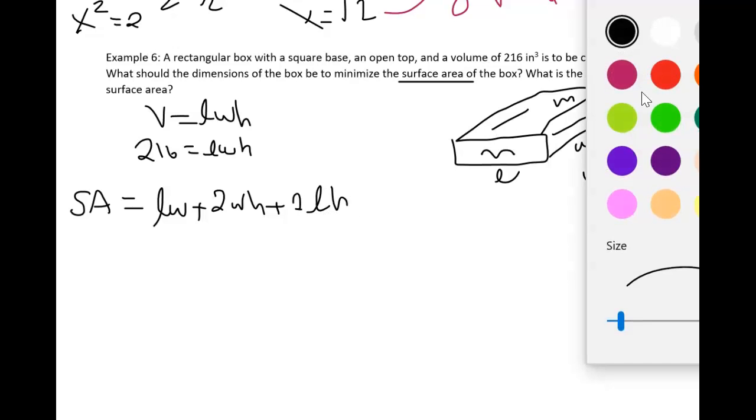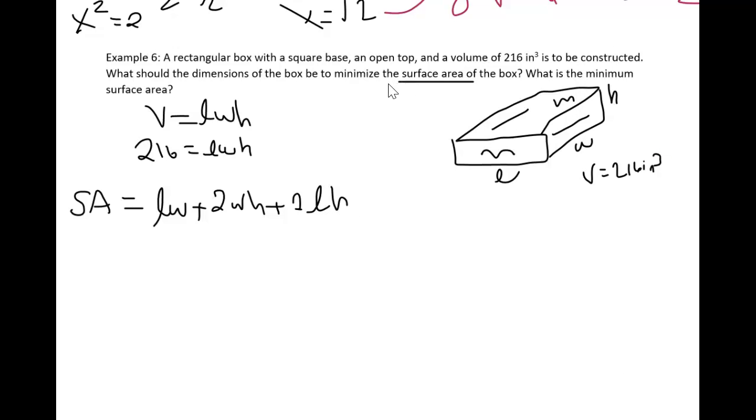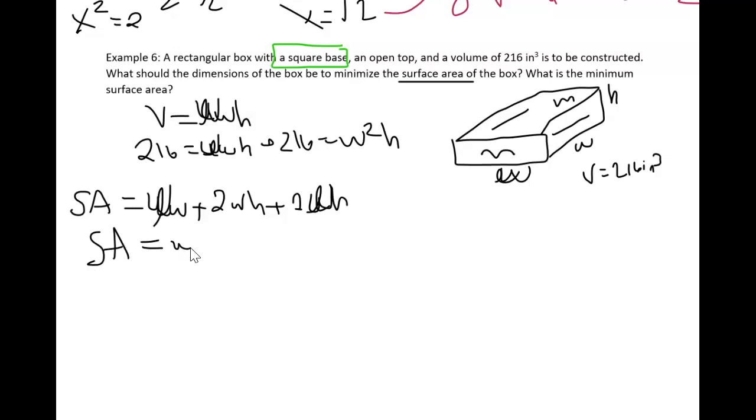Now I'm going to go back to the problem. I'm going to switch colors to lime green to make this really obvious. Square base. That means I don't have a length and a W. I just have one of the 2. So I'm going to turn all my L's into W's. All of them. Every single one. And then I'm going to resimplify my equations. So this one is going to become 216 equals W squared H. And then my surface area is W squared for the base. And then all of these sides are the same, so there's really just 4 sides, like so.